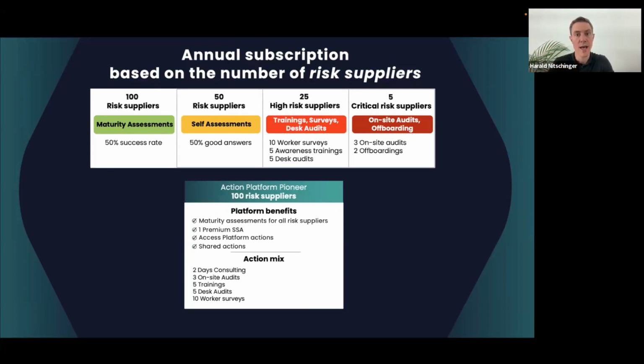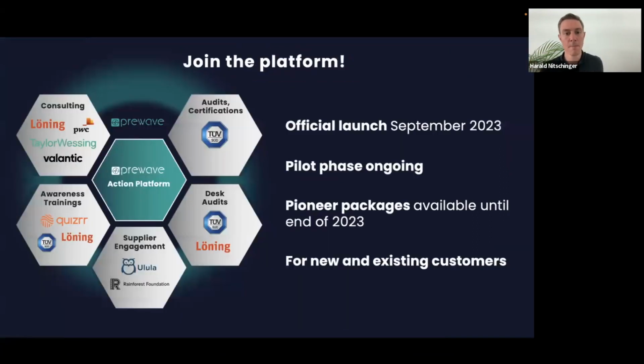It is just the sizing of the package, which for this action mix, for this customer of 2,000 suppliers, initially 100 risk suppliers, would be an annual package of 30,000 per year. Sorry, that's a typo here. 30,000 euro per year annual subscription. The platform will launch in September 2023. Currently, we have pilot phases ongoing with existing customers. The pioneer packages that I just showed you, with also special pricing, are available until the end of this year. And the action platform is there for all new and existing customers.